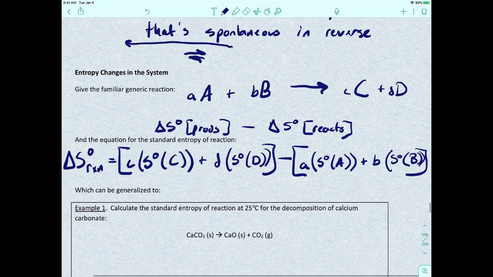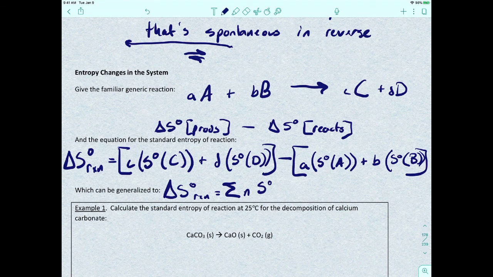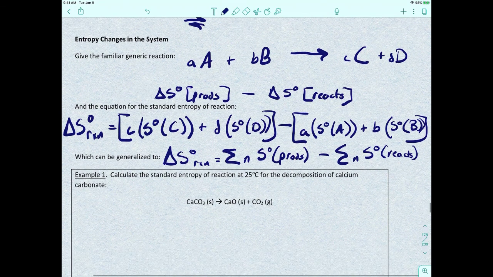And so we can generalize this to form that the change in entropy of the reaction at standard state is going to be equal to the sum of the coefficients times the standard entropies of the products minus the sum of all the entropies of the reactants times their coefficients. All right, and so now we have our first problem.